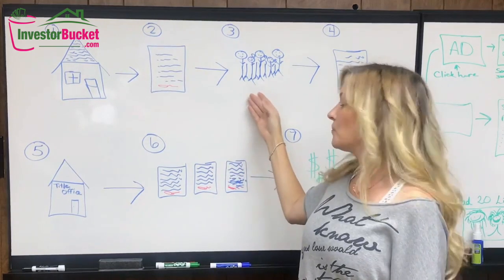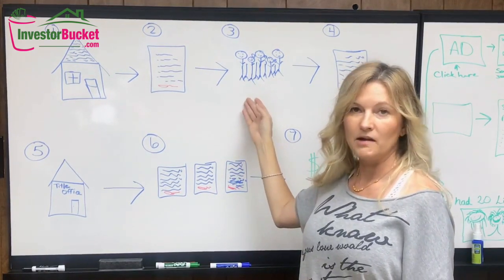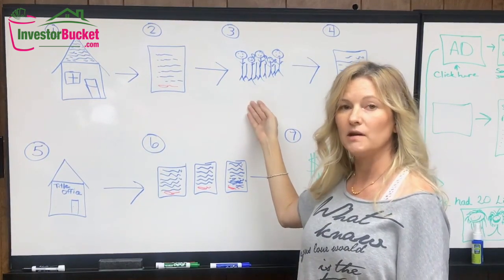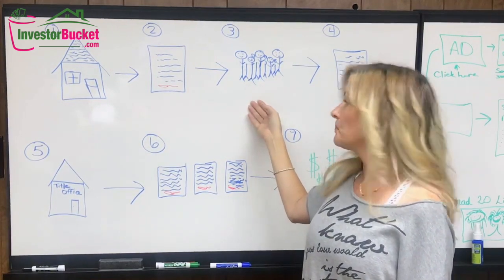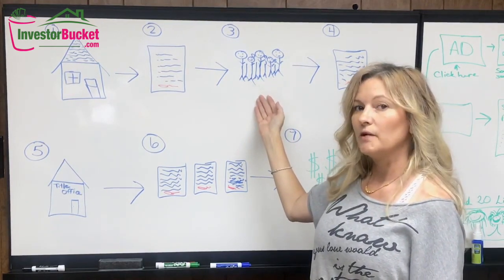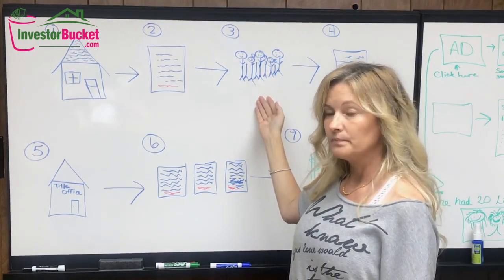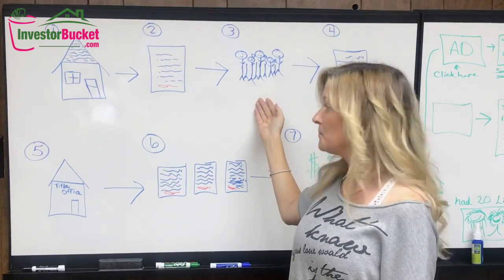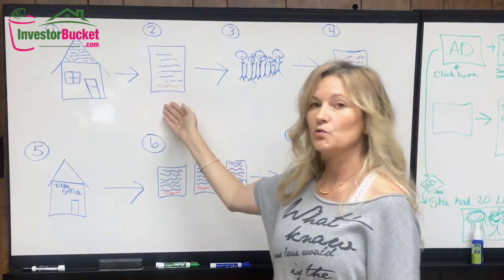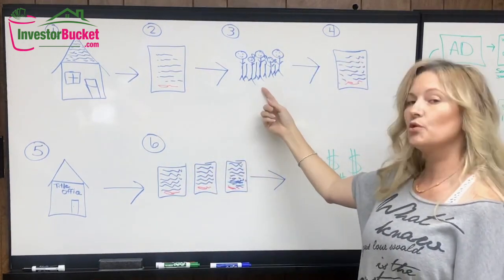Once you get this under contract, you will then take your property that you have under contract to your buyers. Your buyers could be an email list. It could be a list of people that you know in the community that have money to purchase this contract. Then, out of the buyers, you're going to find one buyer that's interested in this property for the price that you're willing to sell it for.